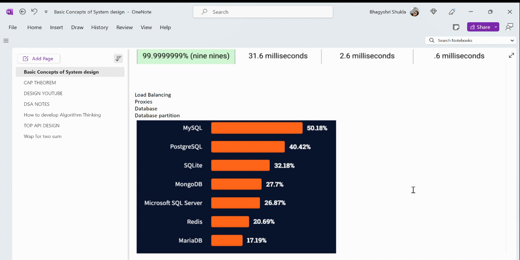Then after the proxy, the main role comes under the database. Everyone knows what a database is, but normally a database is a system associated with data that needs to be stored for later retrieval. One way to classify databases is based on their structure, which can be either relational or non-relational.